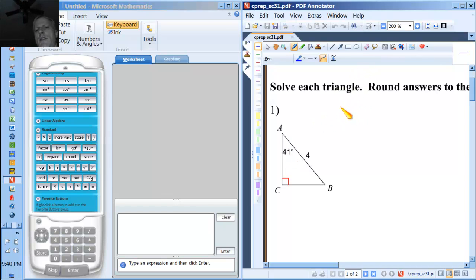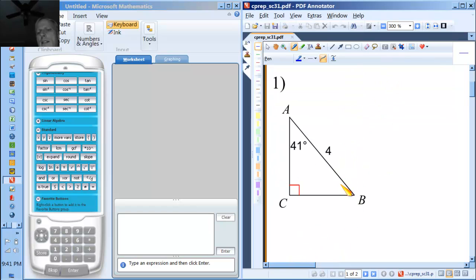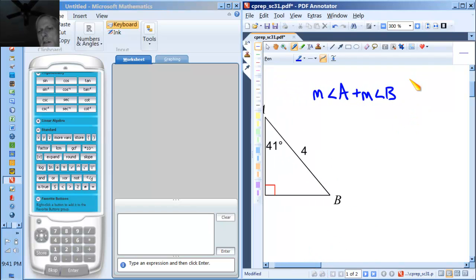When you have this type of problem, the first thing you want to do is find the missing angle. That's relatively easy to do if you know the fact that the three angles of any triangle have to add up to 180 degrees. Using that fact, I'm going to write a little equation: the measure of angle A plus the measure of angle B plus the measure of angle C equals 180.